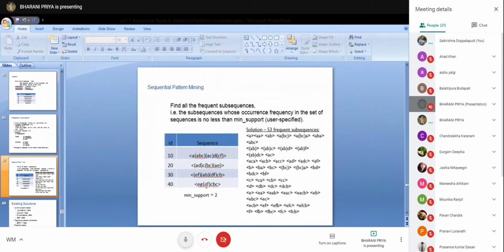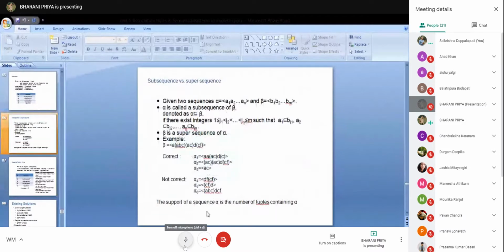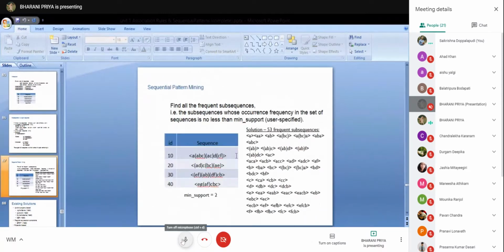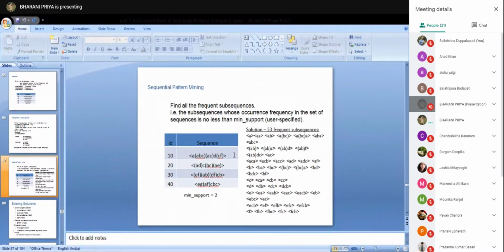Yes, only once. No, it is the customer ID who is purchasing the same item. The quantity is more. Okay, only once per tuple. Yes, remember this definition. The support of a sequence is the number of tuples that contain alpha. That's all. So consider this as a single tuple.